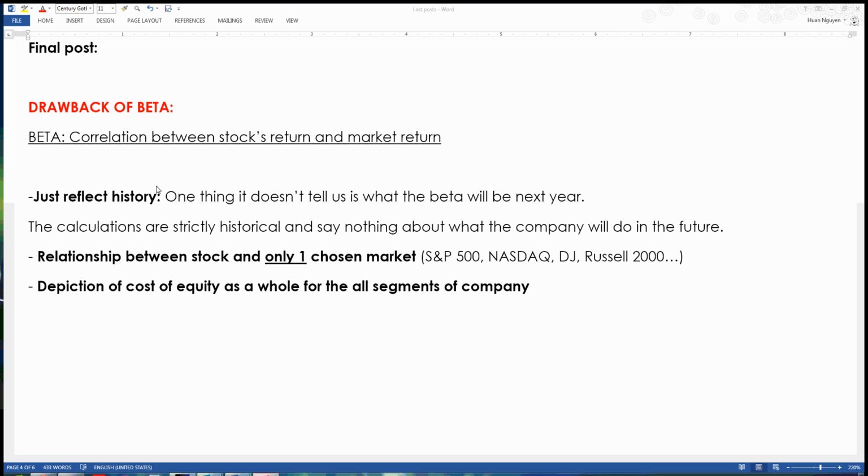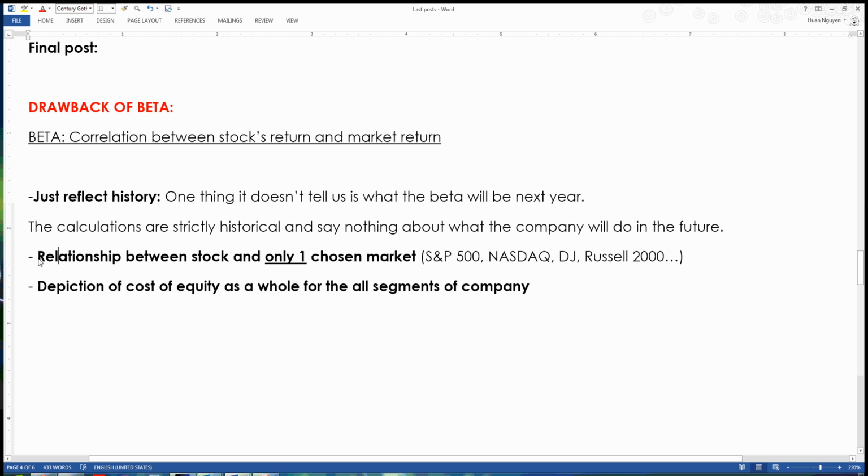Okay, so the first disadvantage of beta, I want to say, is that beta just reflects the history. One thing it doesn't tell us is what the beta will be next year. As you know, the calculations are strictly historical and say nothing about what the company will do in the future.